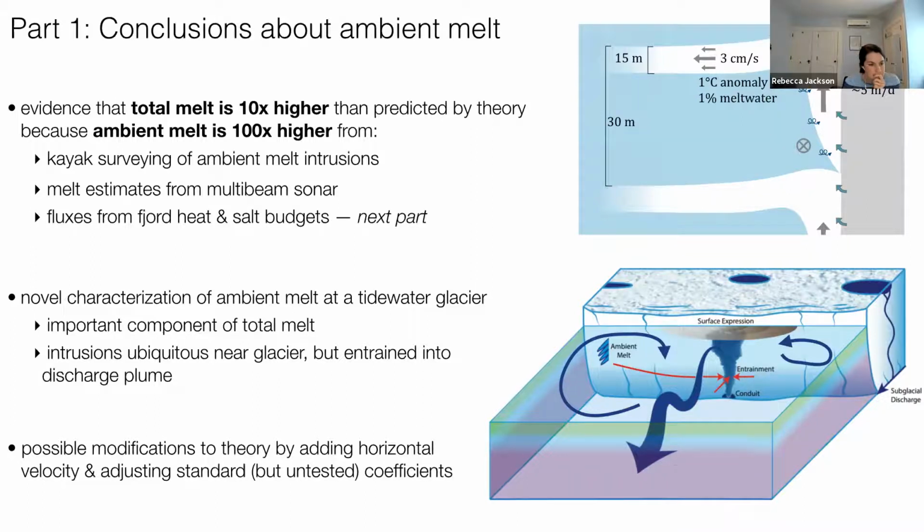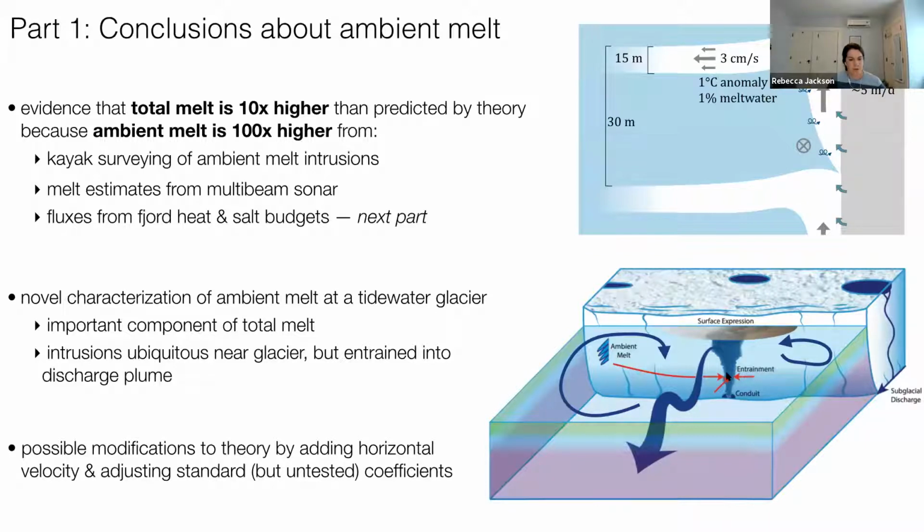And then, this kayak surveying allows us to make a novel characterization of the ambient melt regime at tidewater glaciers. And we find that it's an important part of the total melt, but it's not visible downstream. So you need new observing platforms like kayaks or other autonomous platforms to observe this signal. And it seems that the ambient melt intrusions are ubiquitous right along the terminus, but get entrained into the discharge plume, and so you don't see evidence of them downstream.